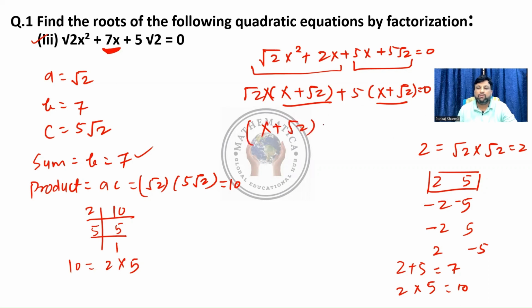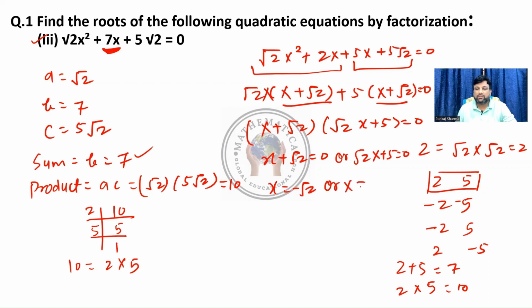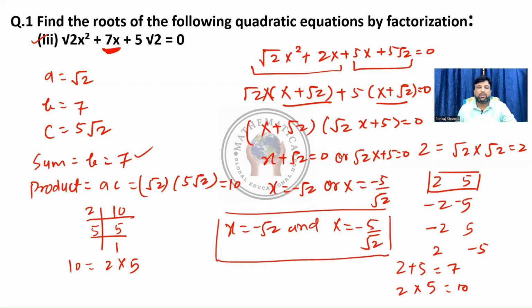x plus root 2 we can take common from all, so root 2 x plus 5 is equal to 0. So x plus root 2 is equal to 0, or root 2x plus 5 is equal to 0. So x is equal to minus root 2, or x is equal to minus 5 upon root 2. So in this way, x is equal to minus root 2 and x is equal to minus 5 upon root 2 are the roots of the given quadratic equation. I think the third part of question number 1 is clear to everyone.